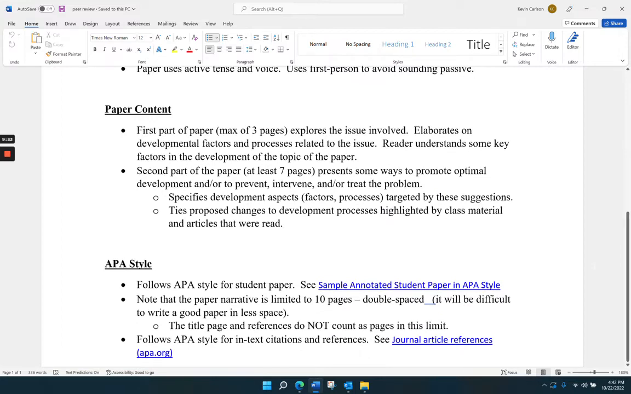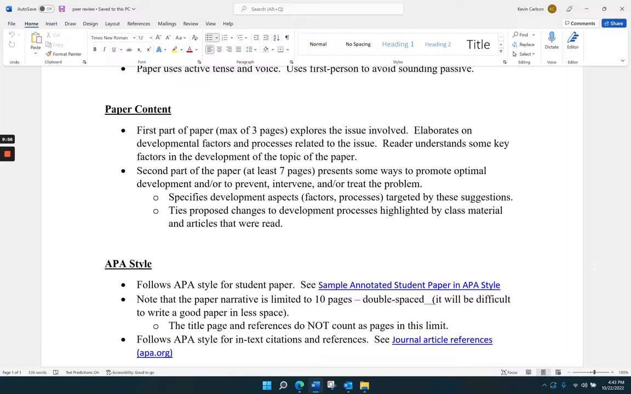So then there's paper content. This is pretty straightforward because I want to give you the freedom to explore your paper in the directions that you want to take it. The first part of the paper, a maximum of 3 pages out of the 10, explores the issue involved. So the issue, I mean your topic.